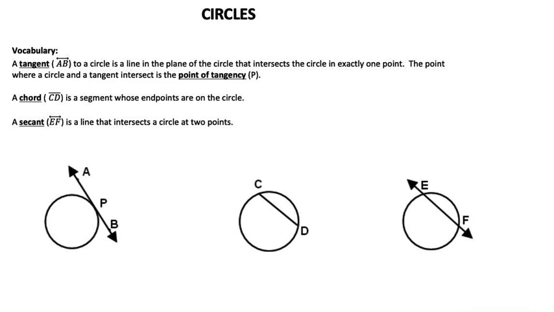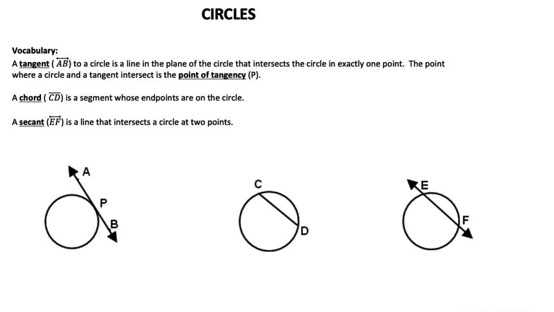This is just a couple of small units in our study of circles. We're going to be talking about tangents and chords and secants. The vocabulary is very important in this unit, so I want to start with that.